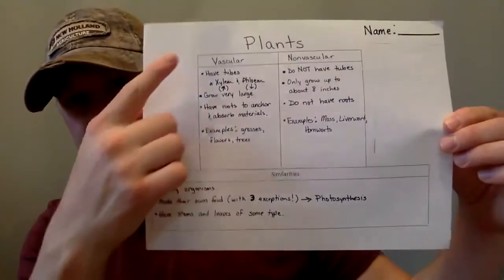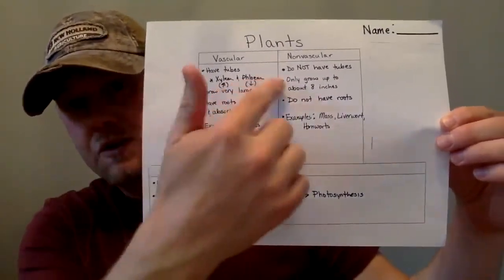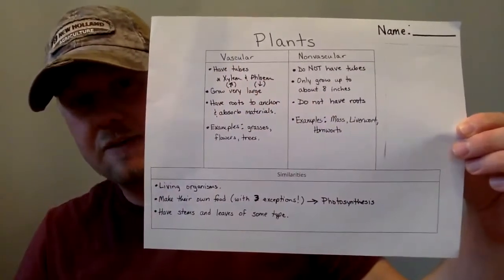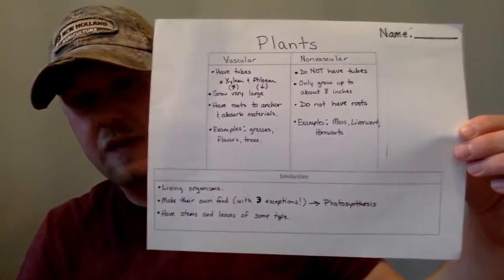So you'll notice up at the top, I got plants. The 2 columns up on the top side are going to be our differences between them, and then on the bottom is going to be the similarities.